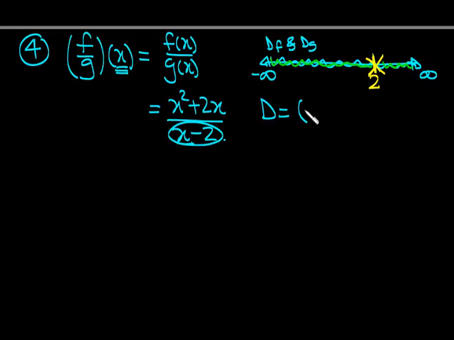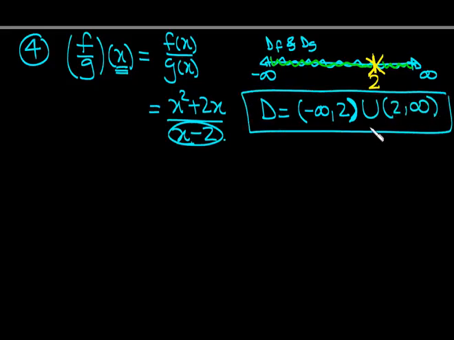So my domain is negative infinity to 2, not including 2. So we put parentheses when we don't want to include the endpoint. And then we can use the union symbol to combine, which means 2 to infinity. This union basically means or. The domain is this or this. Okay. Alright, so that's how we calculate the domains and the overlaps.